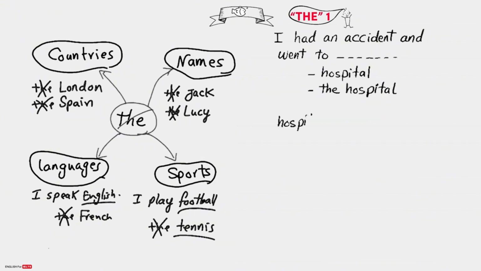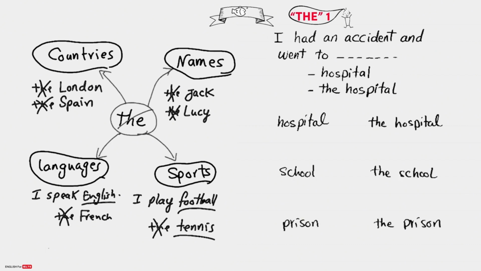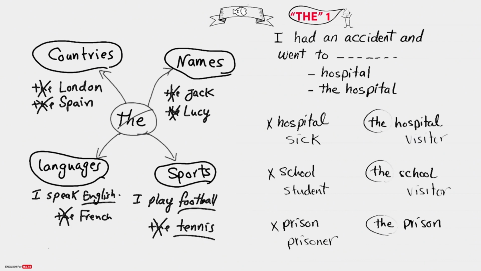When can I say hospital and when can I say the hospital? School or the school? Prison or the prison? Listen guys, we don't use "the" with hospital if you're going because you're sick. Don't use "the" with school if you're going to learn, like you're a student. No "the" with prison if you're a prisoner, like you killed someone or something. Okay? But we use "the" with these places if you're going as a visitor.